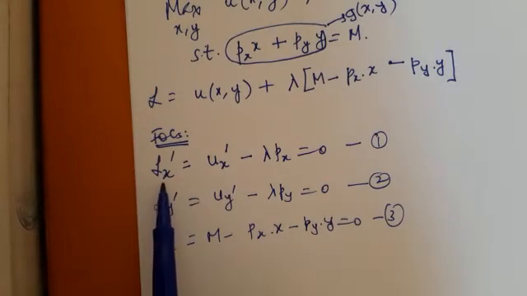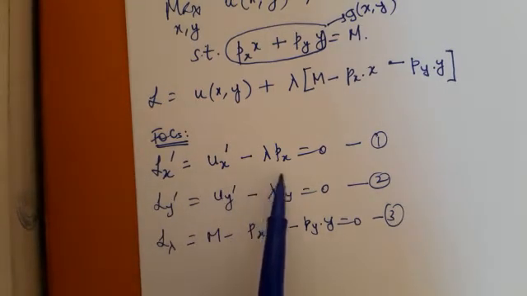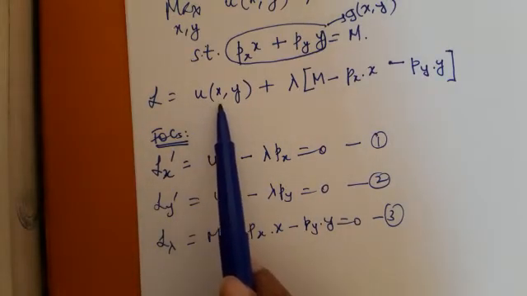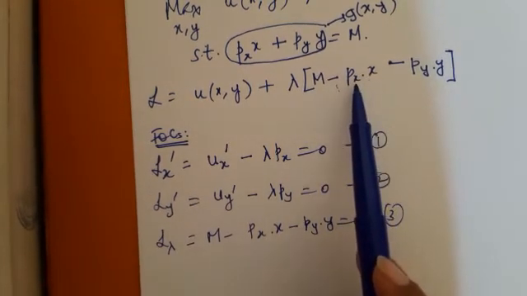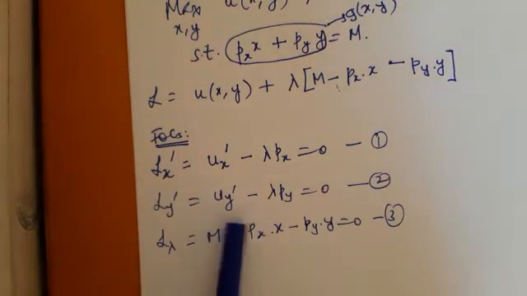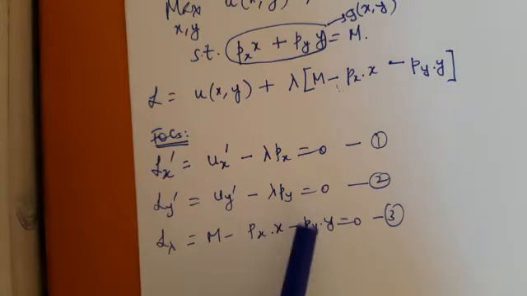Your partial of the Lagrangian with respect to x is going to give you u sub x minus lambda times the price of x, right? Because you're going to take the derivative, the partial of u with respect to x, plus lambda times minus the price of x, because you're taking the derivative with respect to x. Put that equal to 0. Then L sub y, which is a partial of L with respect to y, that is going to be equal to u sub y minus lambda times the price of y. Put that equal to 0.